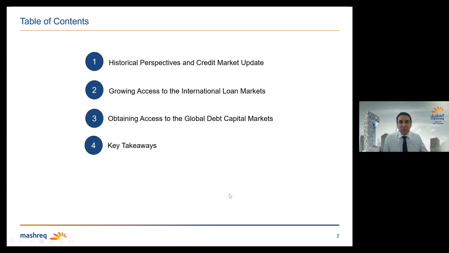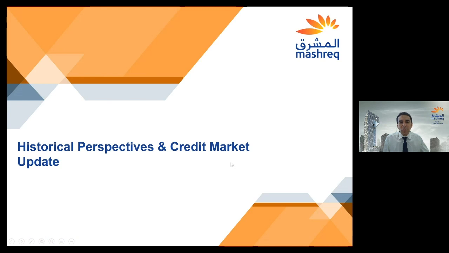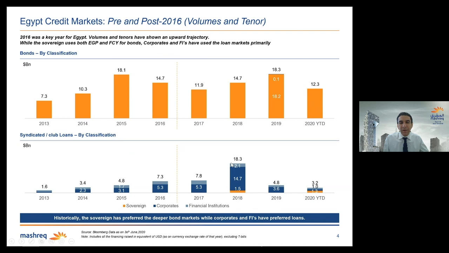So really the first slide that I want to walk you through is about the historical perspective, and we just wanted to step back a little bit to give you a sense of what has been happening in the Egyptian market over the last few years. Clearly, the base year here is 2016. That's the year where the IMF agreement was sealed. That's the year where the Egyptian pound was floated. That's the year where the government started implementing the reform agenda in terms of policies.